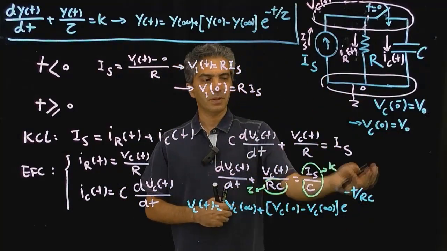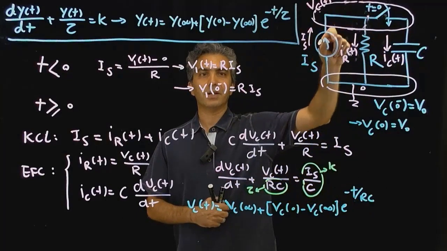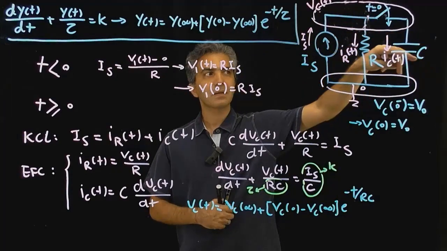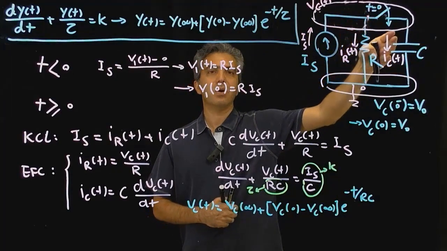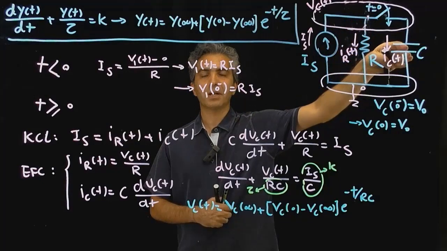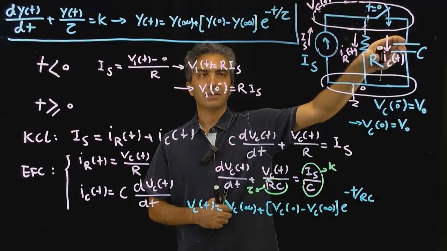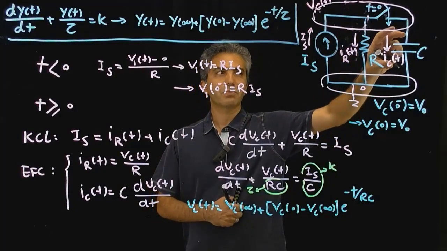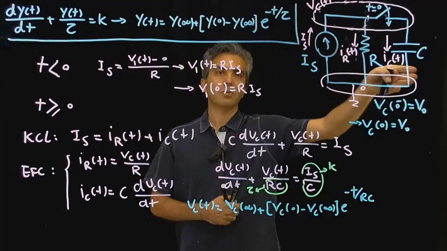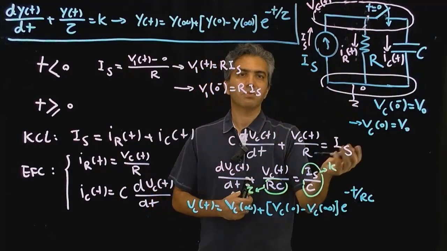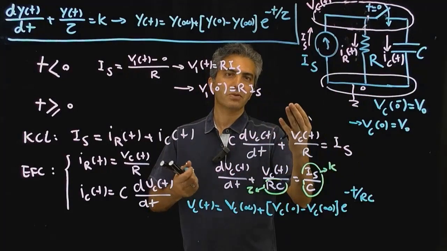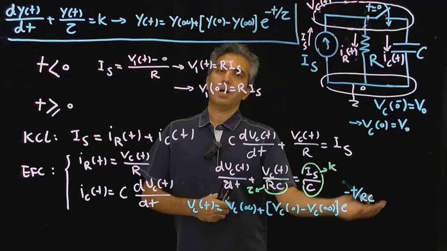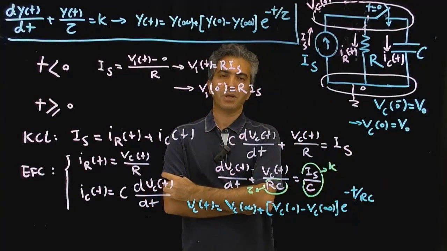Basically, in this circuit, if we just let time pass, charge is going to start accumulating across the capacitor. As the charge accumulates, the voltage is going to rise, but then when the voltage rises, the current going into the capacitor is going to start reducing, and this process eventually is going to saturate and become stable. In other words, that's why the solution is an exponential function.